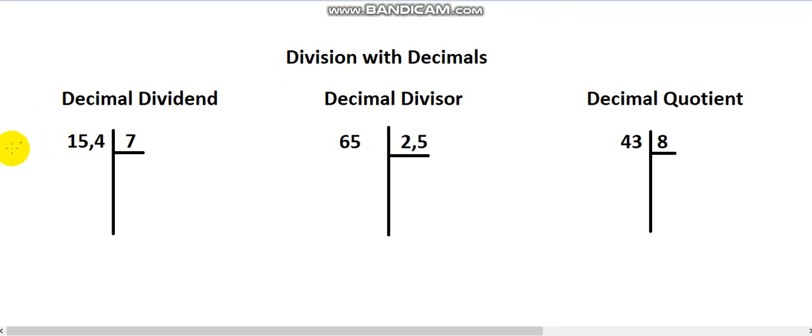There are three cases in divisions that involve decimal numbers. First, there is the case that I have a decimal dividend, that is the number being divided. Second is that I have a decimal divisor, that is the number doing the dividing. And third is that I have a decimal quotient, meaning that my result is a decimal number. Let's start from the decimal dividend.